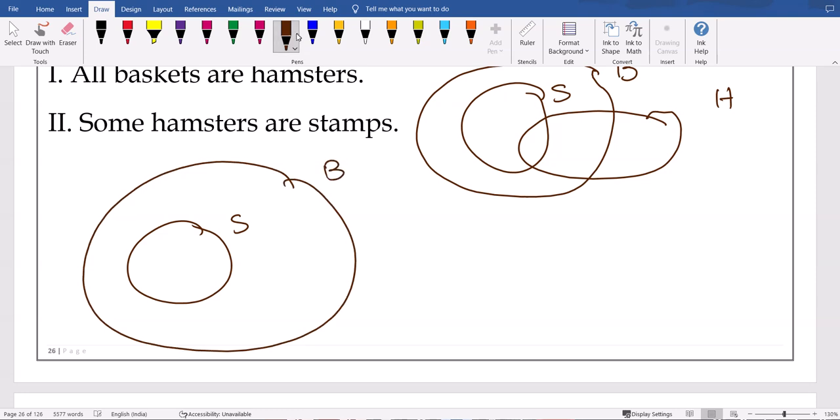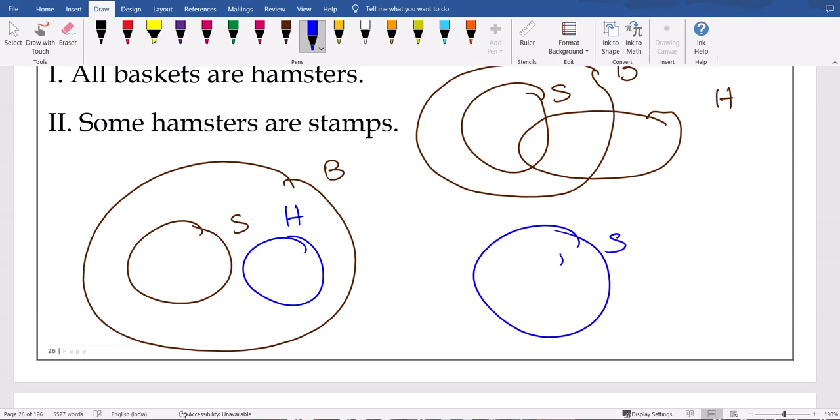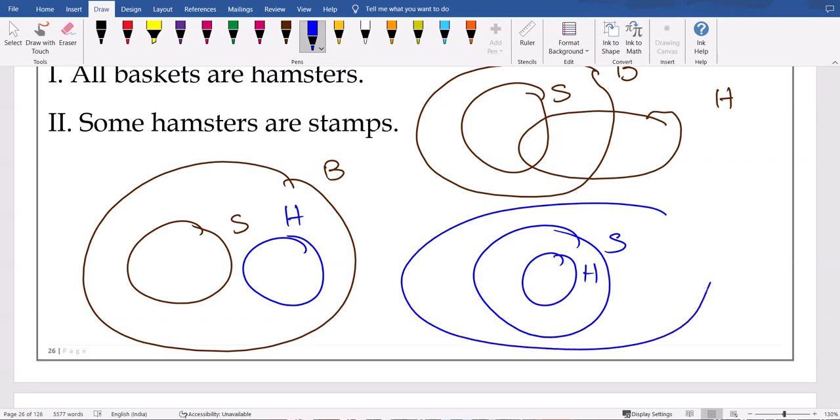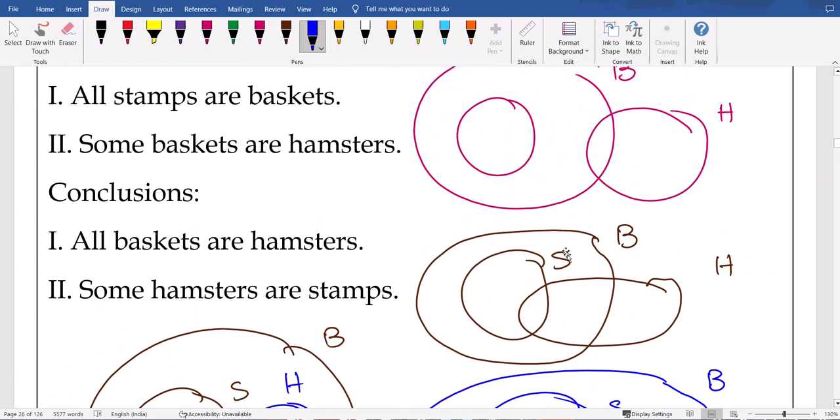What is the last statement? Some baskets are hamsters, and I can put it inside also. In the baskets' entire area, some part is occupied by hamsters. I can write inside also, it's correct only. In fact, I can put that inside also. Still this is okay, guys. All stamps are baskets. Some part of basket should be occupied by hamster. So among those baskets, some part is occupied by hamster. Many people have this idea, and you may have got the idea from this diagram.